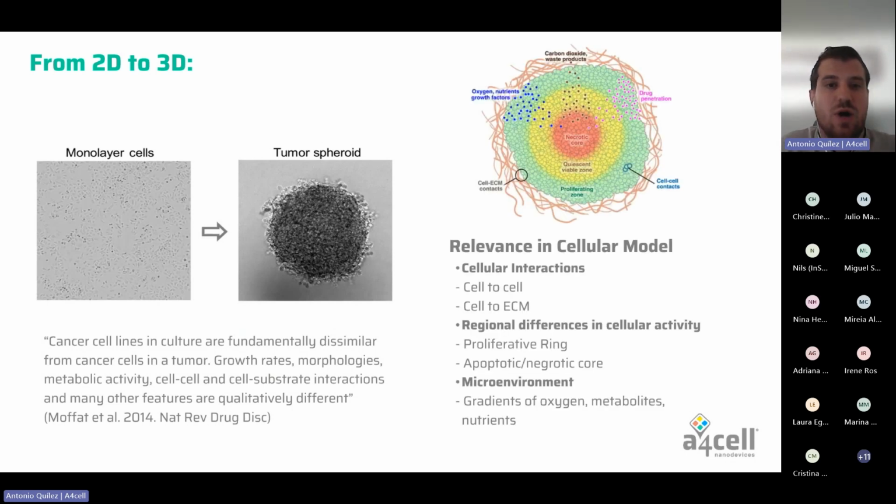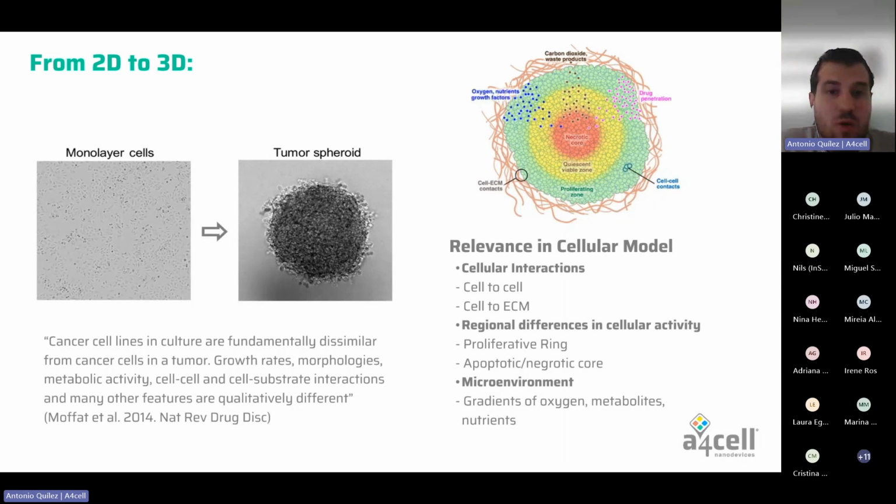So for this, that's why we develop this kind of 3D structures, because cells can be in direct contact in their whole volume with other cells, so promoting cell-to-cell interactions as well as to the extracellular matrix, these proteins that give support to the tissues and that surround the cells.